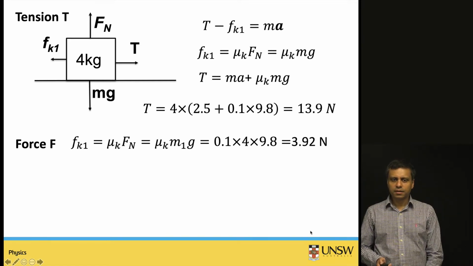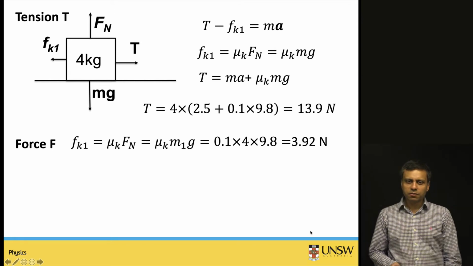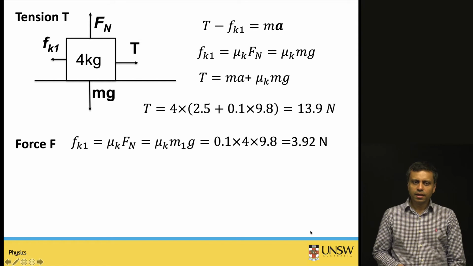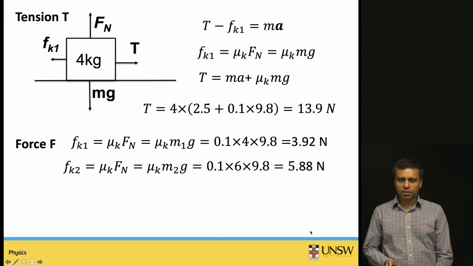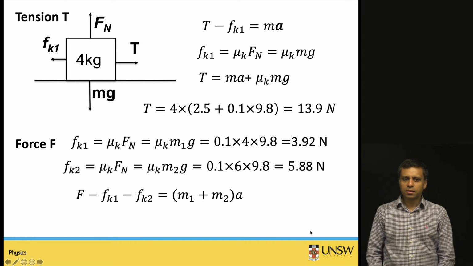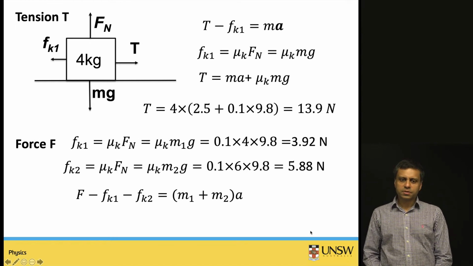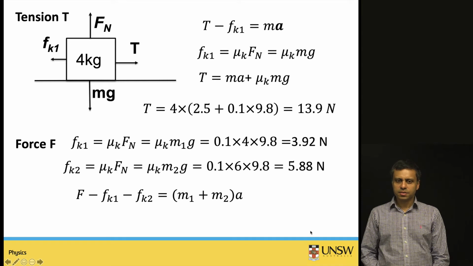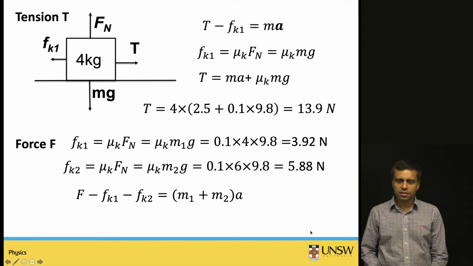So to find F, we need to find the two frictional forces Fk1 and Fk2. We have already found Fk1 in the first part of the problem, and similarly we can find Fk2 in the same manner when we apply the same technique on the 6 kg block, because Fk2 is just equal to mu k times the normal force Fn acting on the 6 kg block, and the normal force in that case is equal to the weight of the 6 kg block mg, and we find that the frictional force acting on the 6 kg block is actually 5.88 Newton when we plug in the numbers.